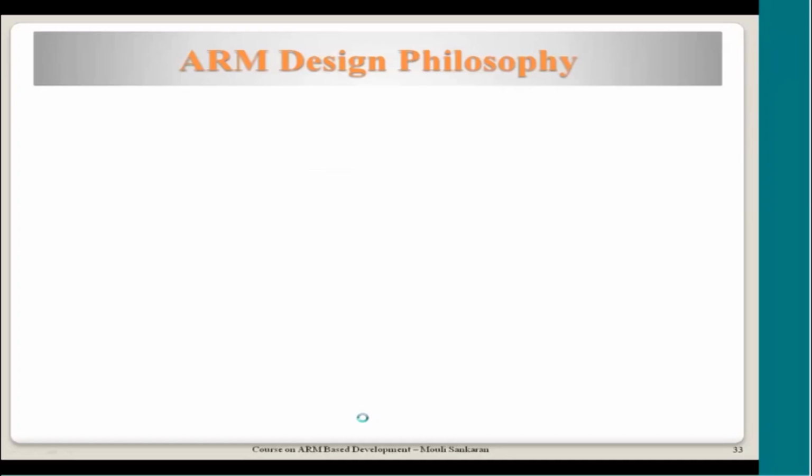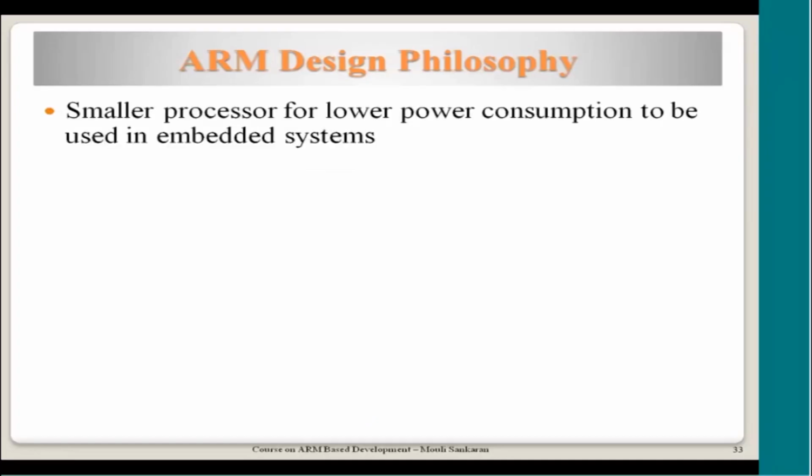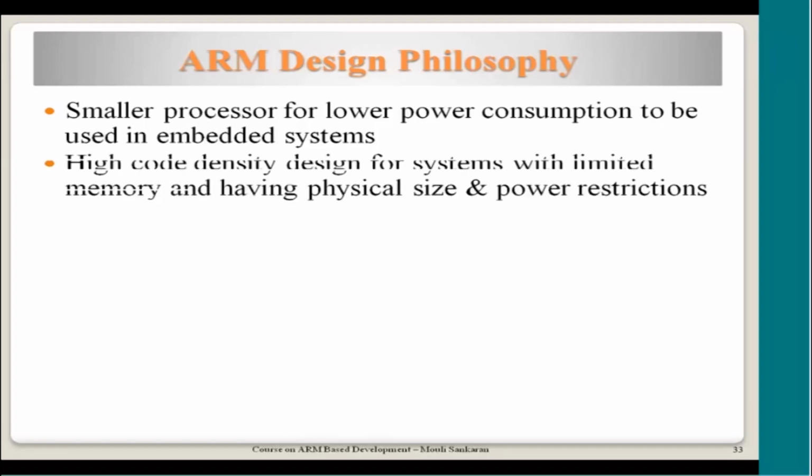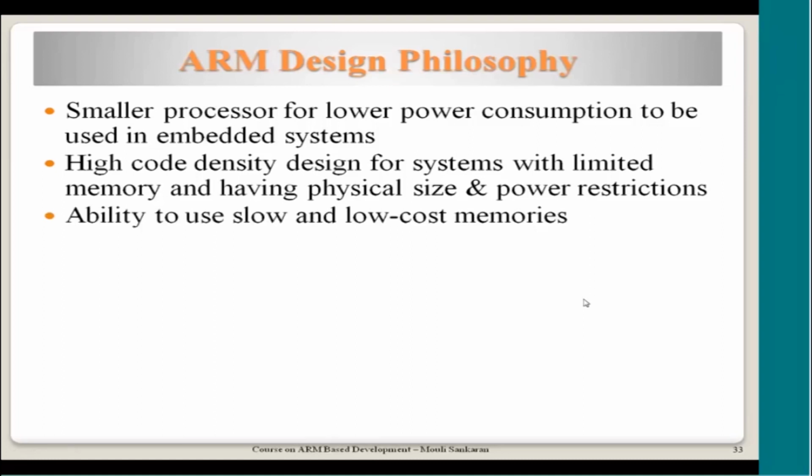Now, it's a smaller processor for low power consumption to be used in embedded systems. The target market is embedded systems, and ARM also has a separate mode called Thumb mode, which uses 16-bit instructions, whereas the typical ARM instructions are 32-bit. So this high code density design is for Thumb mode, where the instruction width is reduced and the features supported are also reduced, which is suitable for very low power, embedded system requirements.